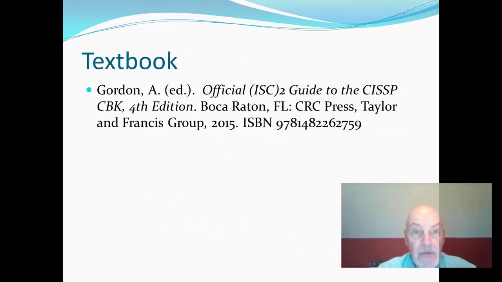The textbook for this course is the official ISC Squared Guide to the CISSP Common Body of Knowledge, or CBK. This textbook is available through VitalSource, and you'll find links to the proper sections of this course throughout the competency.